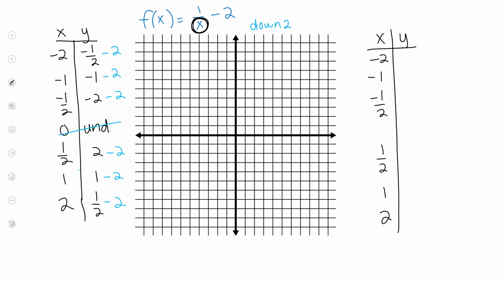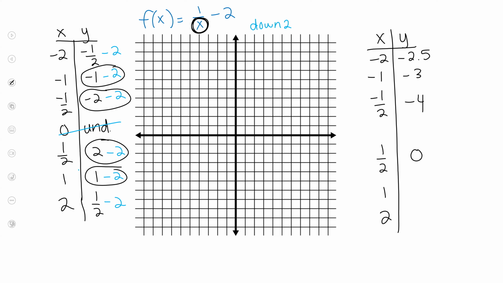Okay. Negative 1/2 minus 2 is negative 2.5. Negative 1 minus 2, that's negative 3. Negative 2 minus 2, that's negative 4. 2 minus 2, 0. 1 minus 2, negative 1. 1/2 minus 2, negative 1.5. These are your new values.